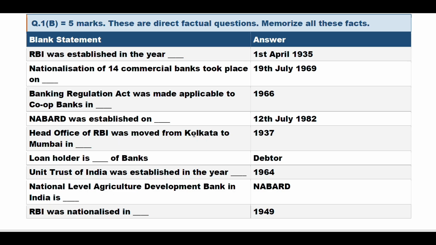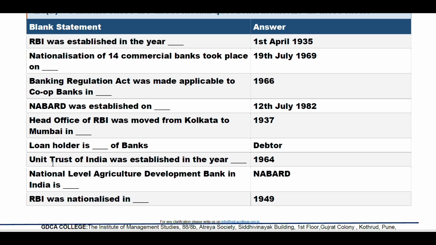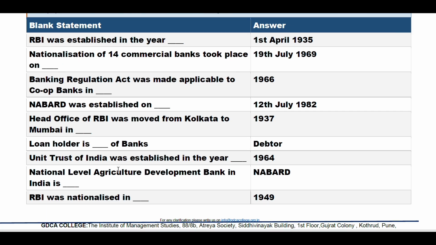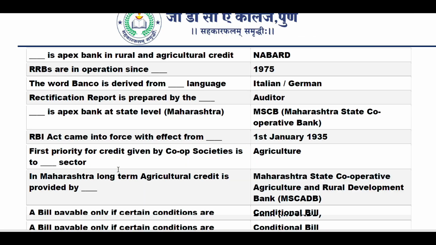The head office of RBI was moved from Kolkata to Mumbai. Again, I told you this question might be tricky. In the RBI question we saw in the previous video, that is very important. RBI's head office is in Mumbai nowadays, but it was moved from Kolkata to Mumbai in 1937. Loan holder is the debtor of the banker, its debtor. Unit Trust of India was established in 1964. The national level agricultural development bank in India is NABARD. RBI was nationalized in 1949.